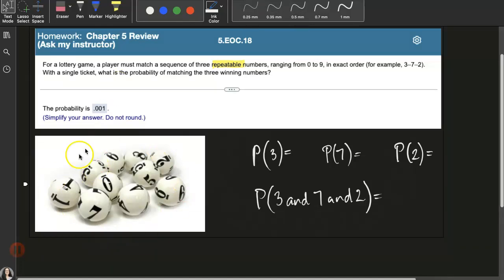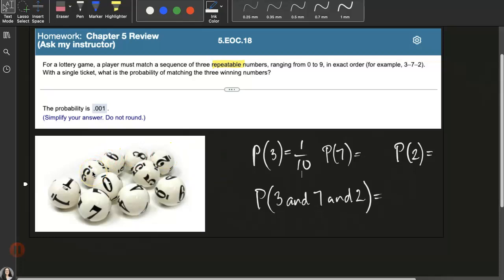So I found this image here of some lottery numbers on balls that range from 0 to 9. We can use this image to help us decide what's the probability of first drawing a 3, as stated in the example. If I look here, I have 10 possibilities, one of which is the possibility for that particular event. So that would be 1/10. The probability of drawing a 3 is 1/10.